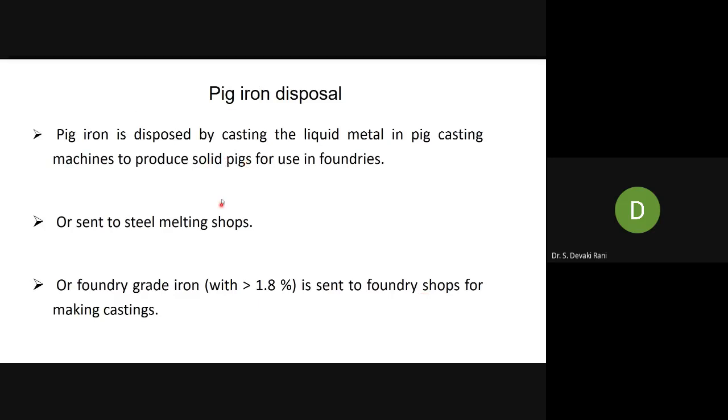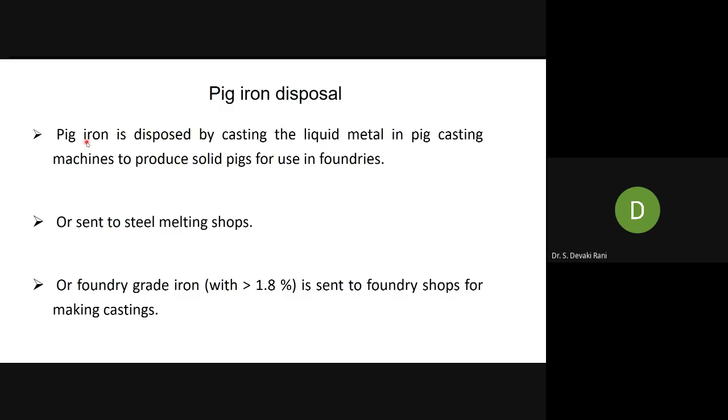Whenever the blast furnace and steel making shop are synchronized, the pig iron is taken to the steel melting shop, because what is the raw material for steel? Pig iron. What is steel? It is an alloy of iron and carbon, with carbon up to 2%. What is the carbon content in pig iron? 4%. So that is the source of raw material.